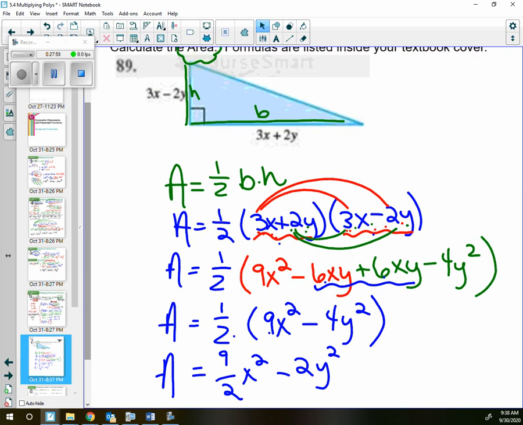So multiplication of being able to do binomials, trinomials, whatever it is, will definitely come up in lots of different algebraic settings, and we just need to be comfortable and confident dealing with those.